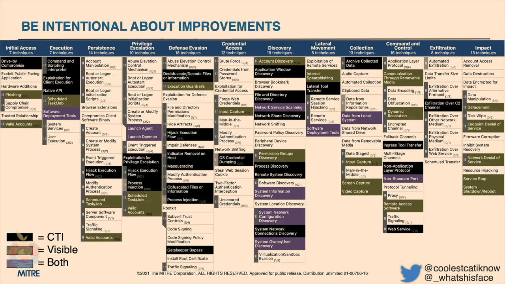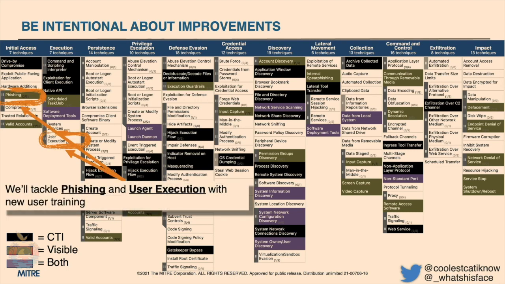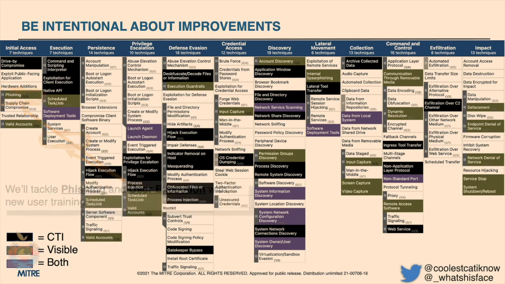So what do I mean about different sorts of improvements? Instead of just looking at technical improvements, something that I think is probably boring for a lot of us, maybe phishing and user execution, so people clicking on things, the answer might be more user training.